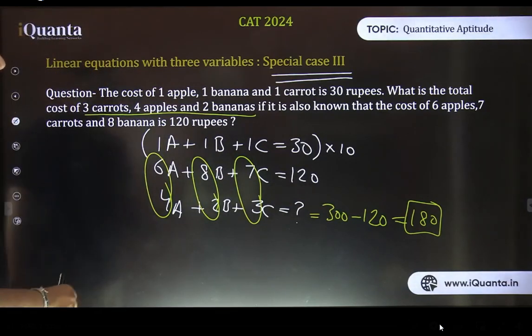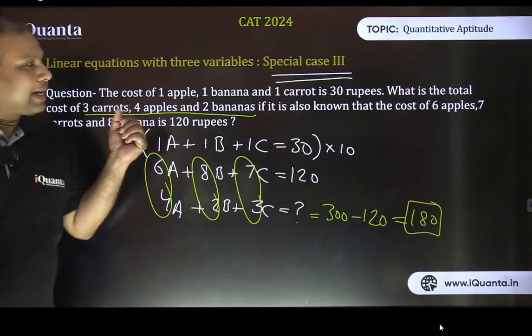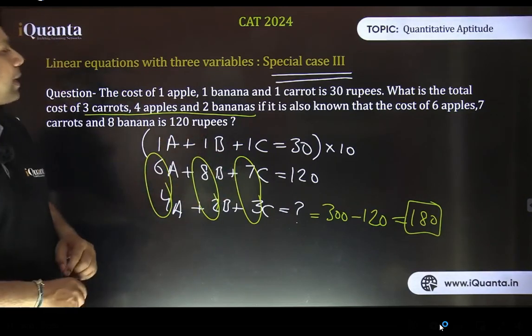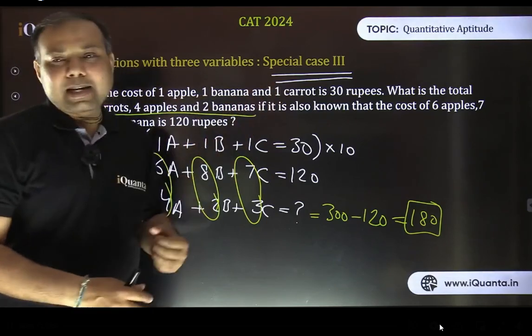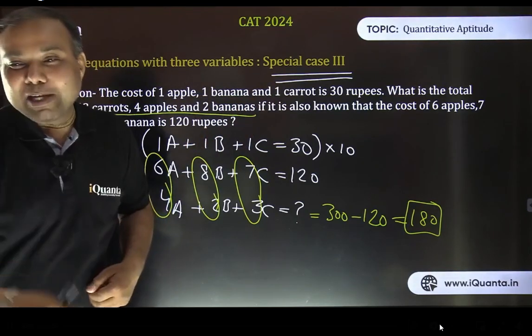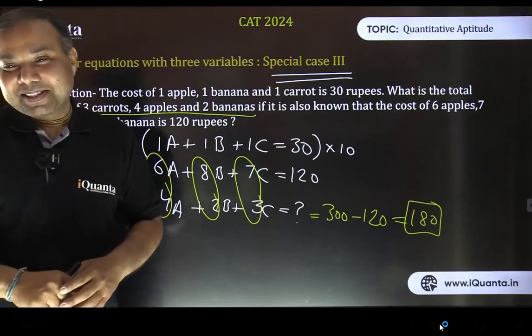Why is it not possible? Because by cost we mean that the cost must be positive. It cannot be that if you take an apple you need to pay something, if you take a banana you need to pay something, but if you take a carrot then we will give you money along with it. That is not going to be the case.